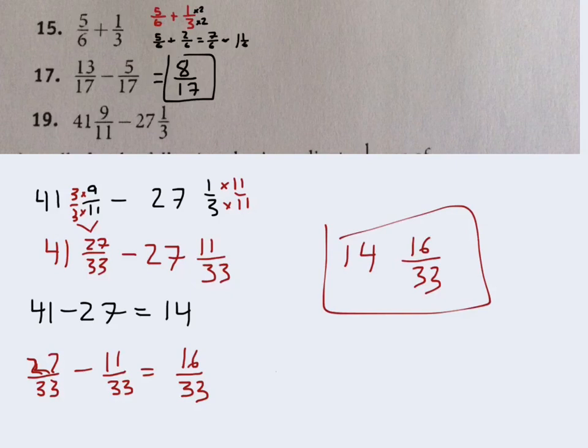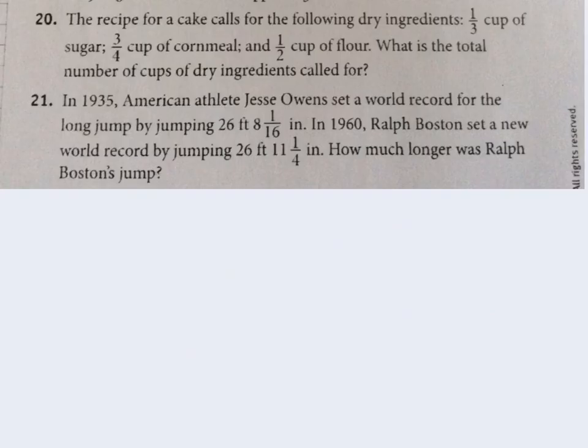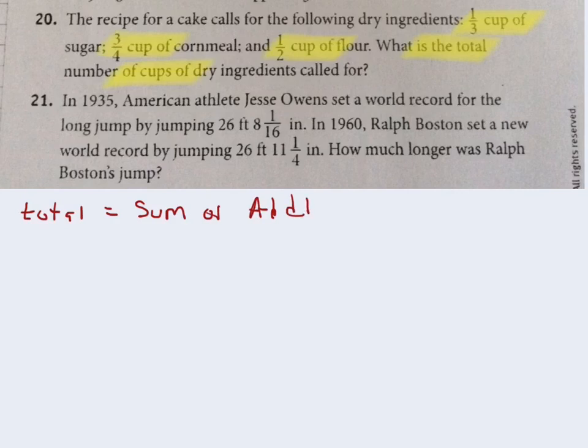Alright, so I'll pause that here, and you guys can get those 3. Now for 20, I'll do 20 and 21 you guys can do. You should highlight: the recipe for a cake calls for the following ingredients: 1/3 cup of sugar, 3/4 cups of cornmeal, and 1/2 cup of flour. What is the total number of cups? In total should tell us to add. So sum or addition, right? That's what we're doing.